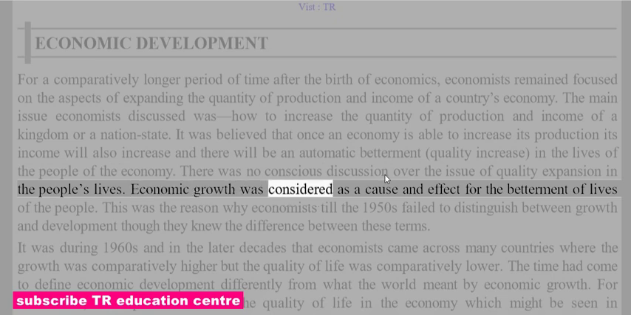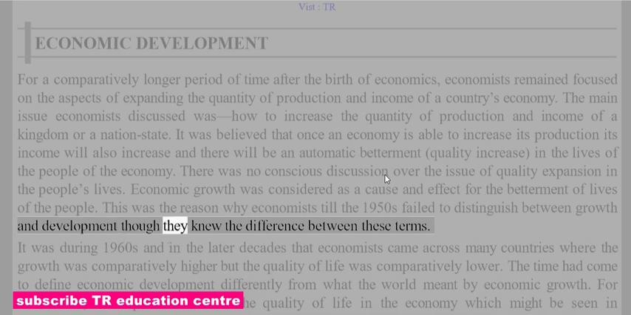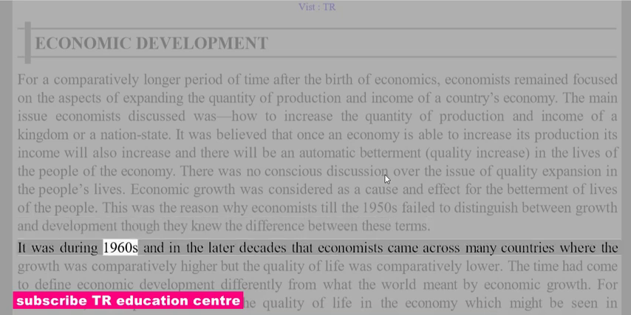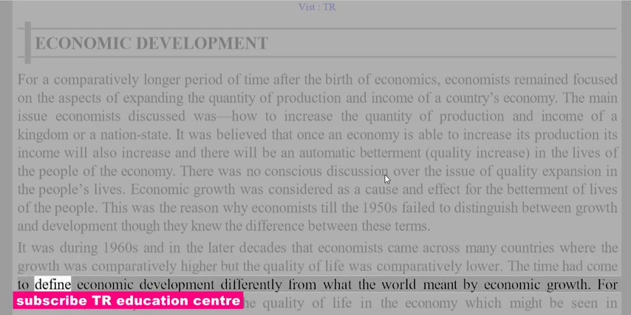Economic growth was considered as a cause and effect for the betterment of lives of the people. This was the reason why economists till the 1950s failed to distinguish between growth and development, though they knew the difference between these terms. It was during 1960s and in the later decades that economists came across many countries where the growth was comparatively higher but the quality of life was comparatively lower. The time had come to define economic development differently from what the world meant by economic growth.